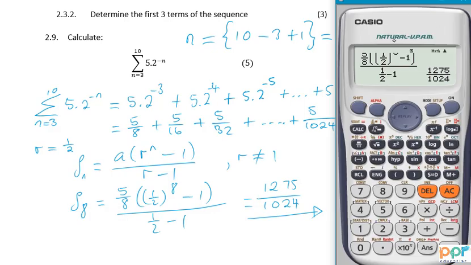But to check it, if you've got this kind of Casio calculator, press shift, I think you know it, eh? And then you put 5 times 2 to power minus x, since it's x, they're not using n above, from 3 up to 10, then your answer is 1275 over 1024. So it guides you in checking whether all your work is right or wrong. And the calculator, we use this for checking.